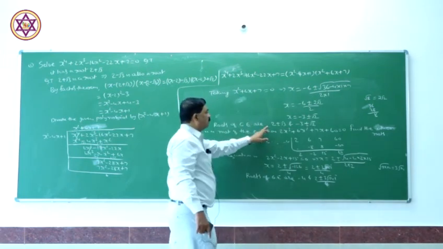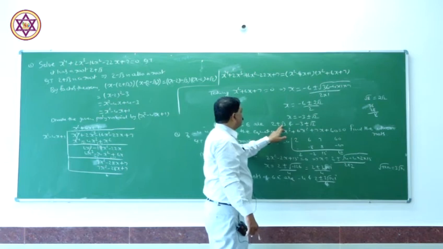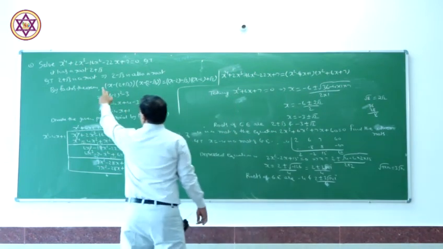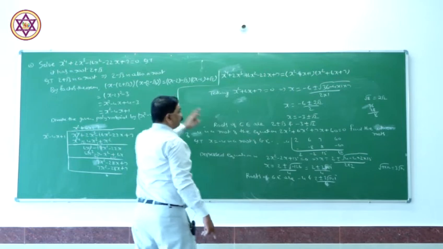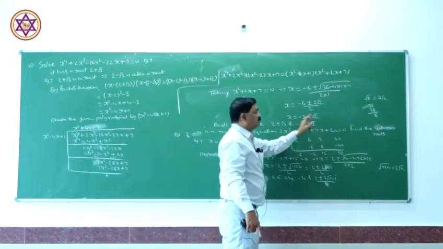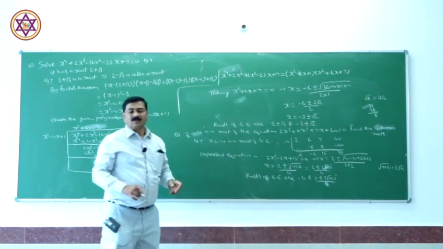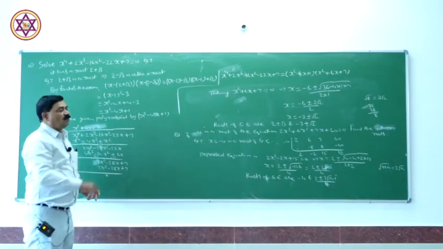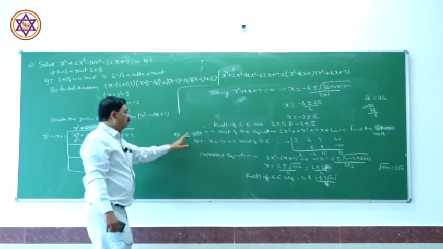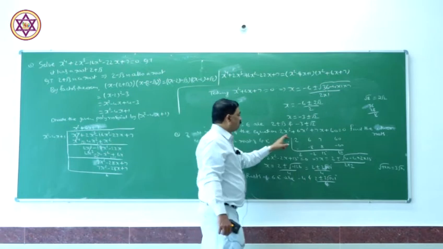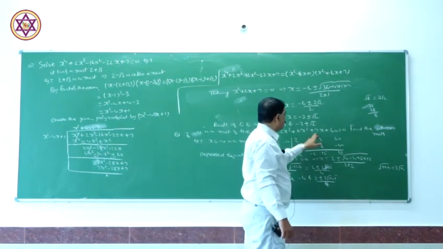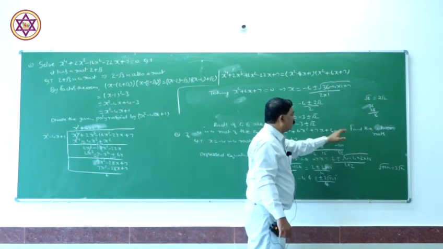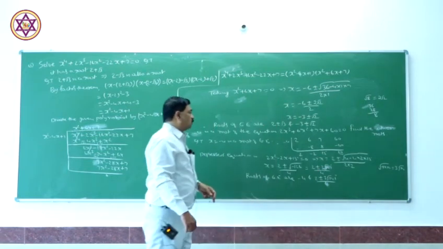So the roots of the given equation are 2 plus or minus root 3, and next we get minus 3 plus or minus root 2. The degree of the equation is 4, therefore there are 4 roots. Next, if minus 4 is a root of the given equation 2x cube plus 6x square plus 7x plus 60 equal to 0, find the other roots.